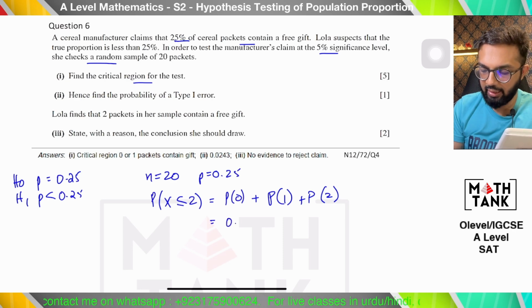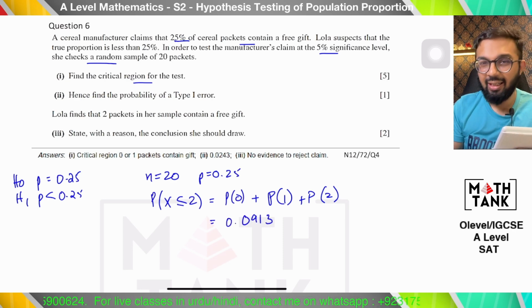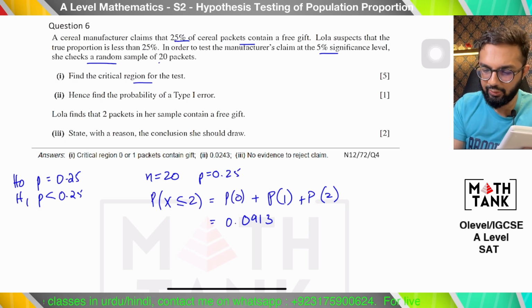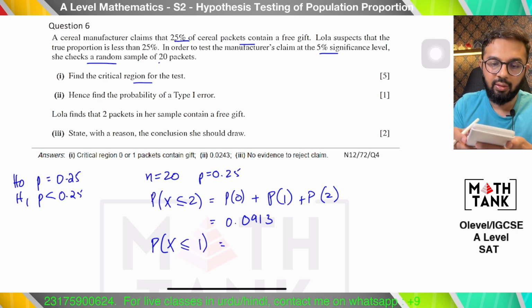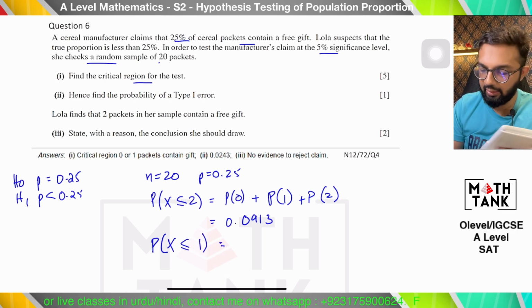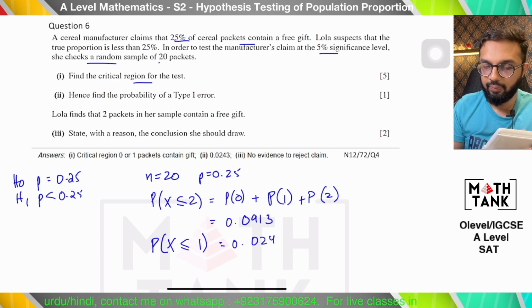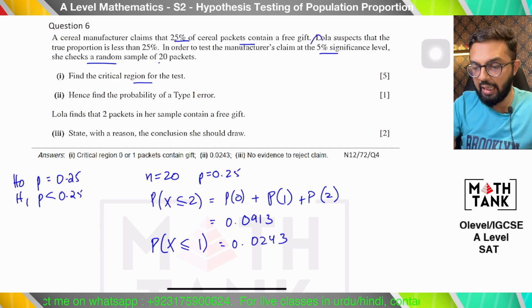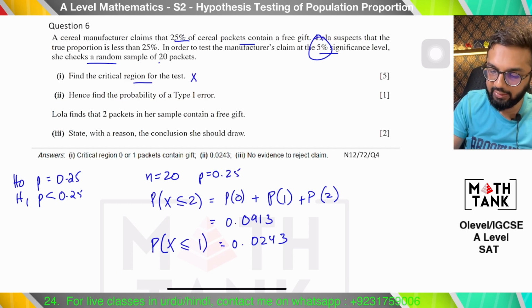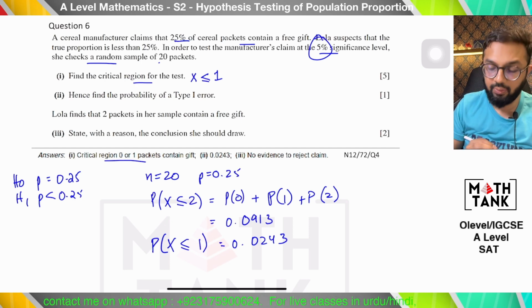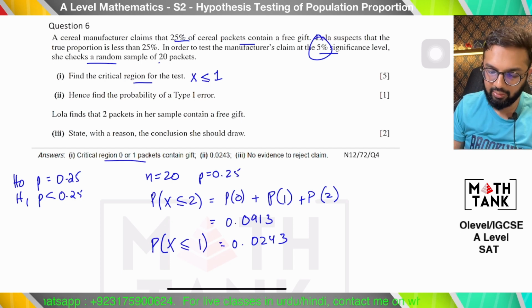So this comes out as 0.0913. I think that's pretty large. So I need to make this number smaller. Let's check if x less than or equal to 1 works. That gives me 0.0243. So this one works as it comes within the 5% range. So the critical region for this test is x less than or equal to 1. The critical region is 0 or 1 packets contain the gift.